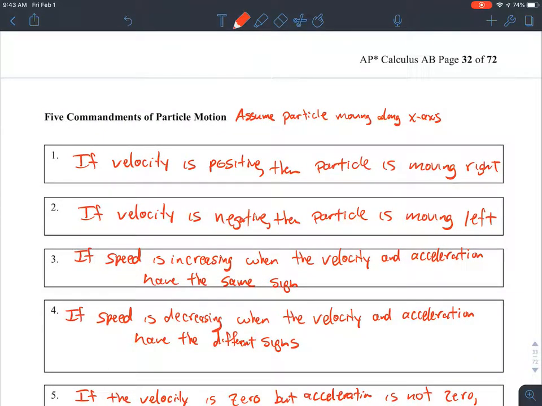If speed is increasing, then the velocity and acceleration have the same sign. Let's make this better. Speed is increasing if and only if, so we can say this forwards or backwards, the velocity and acceleration have the same sign. Speed is decreasing if and only if the velocity and acceleration have different signs.